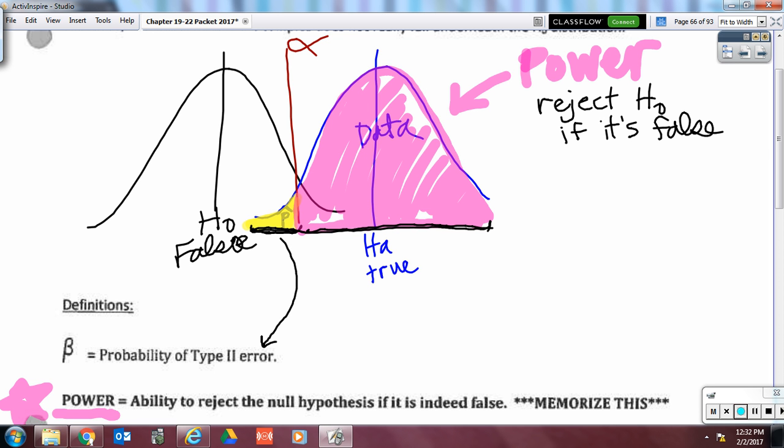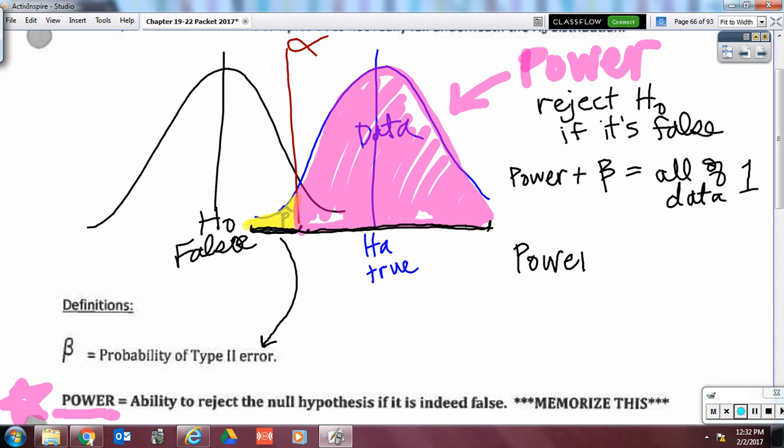Okay, so basically, let's see, power plus beta is all of the data. See? So power plus beta equals all of the data. Or in other words, it equals 1. Okay? So it is very common to see this relationship. A lot of times people will say power equals 1 minus beta. Because power plus beta is all of the data.